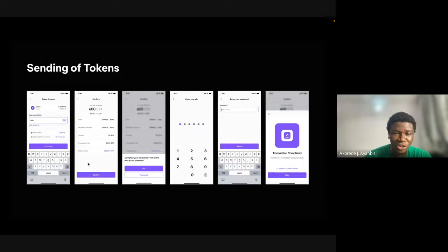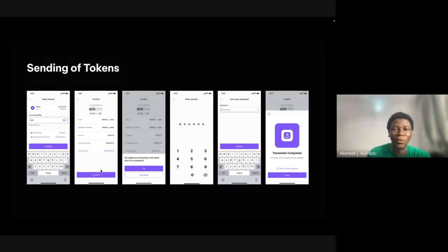Then you click on continue, then it shows you a confirmation page for you to confirm before you continue, because once you process this, that's the end. It has already been submitted to the blockchain, and if it's a wrong address, the money is gone for life, and no one is going to help you retract it. So one thing about blockchain transactions is you have to be very careful. You have to make sure all the information is very, very correct before you proceed.